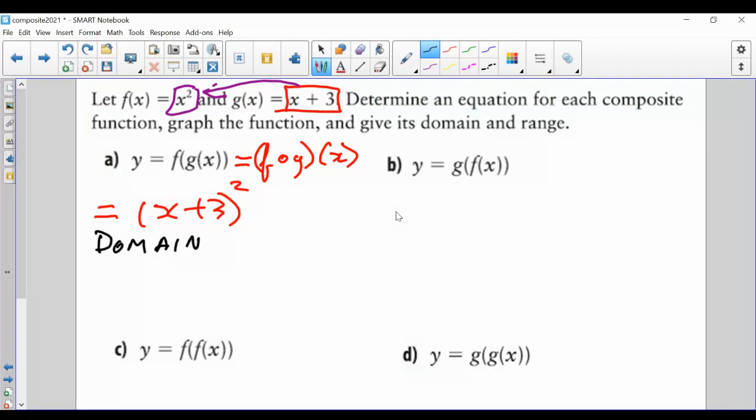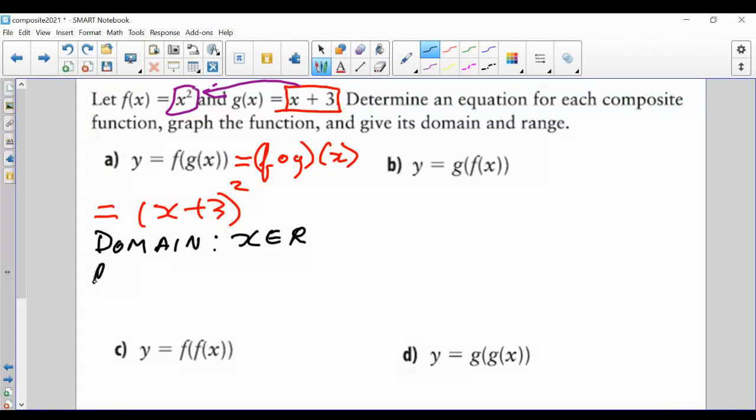Do you not get x plus 3 all squared? Does that not make sense? What do you think? Good. Now, let's just quickly talk domain and range. Alexander says that the domain is negative infinity to infinity. A good way of saying that is just to say that it's all real numbers.